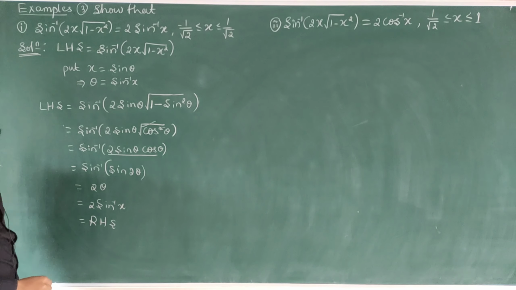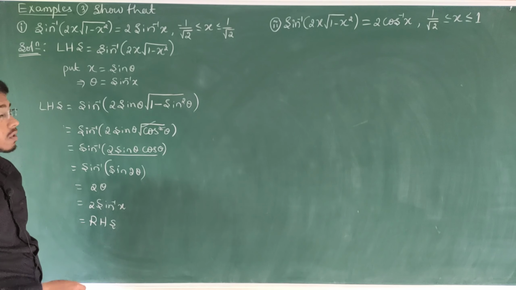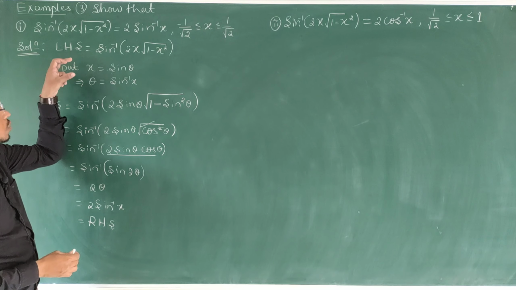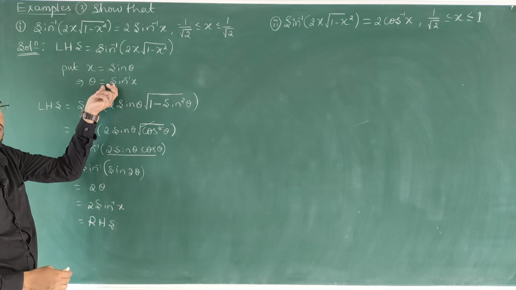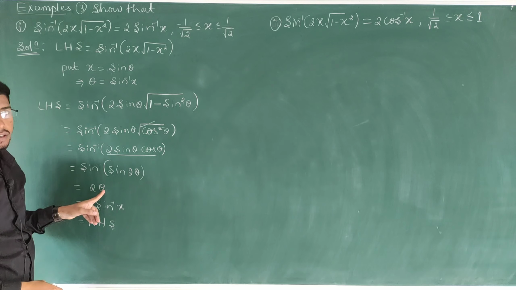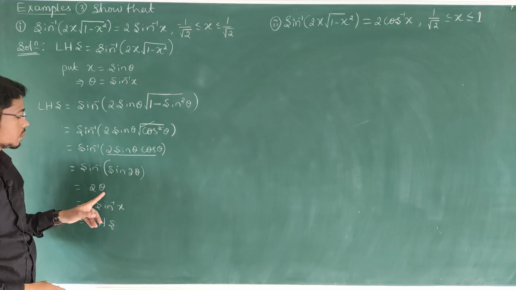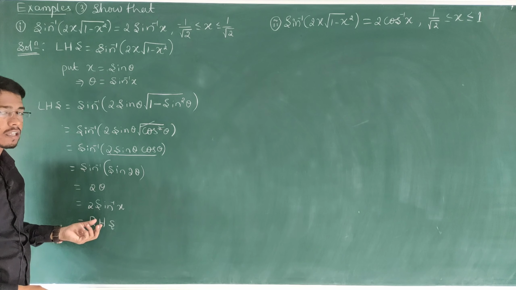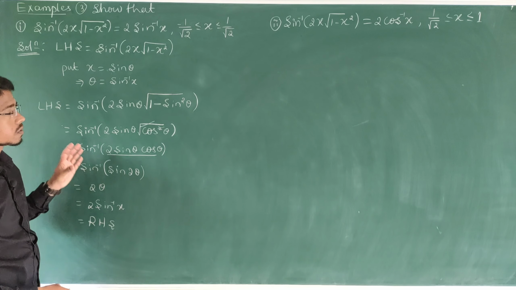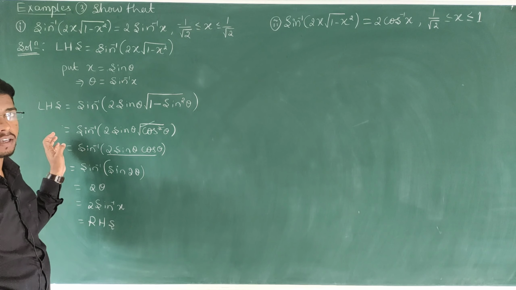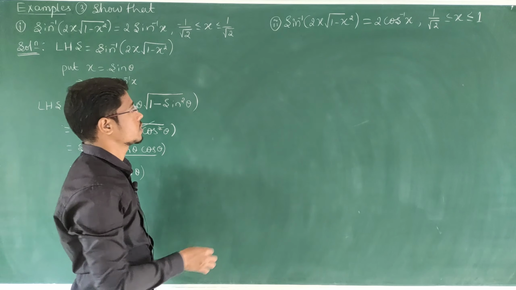Very important problem for 3 marks. On substituting x equal to sine theta, you will get 1 mark. After solving up to the 2 theta, you will get 1 more mark. So replacing theta value sine inverse x, writing the result, will get 1 more mark. So totally very important for a 3 mark question. Okay, see the next one.